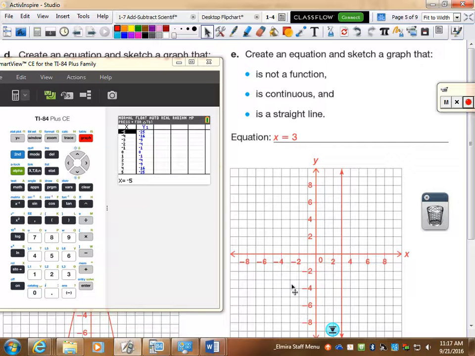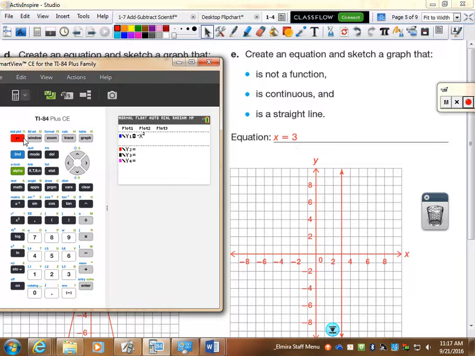And vertical lines are x equals some number. We can't really put that in the calculator because it's not a function. We can only put functions in there. But to graph x equals 3, you just go to the 3 on the x-axis and drop a vertical line in. So that would be not a function. Okay?